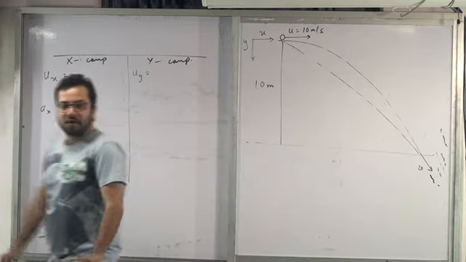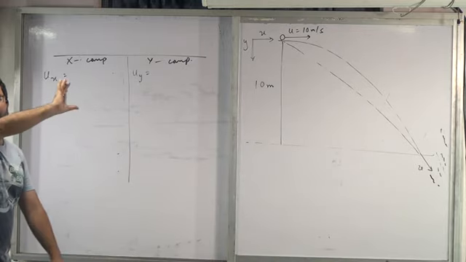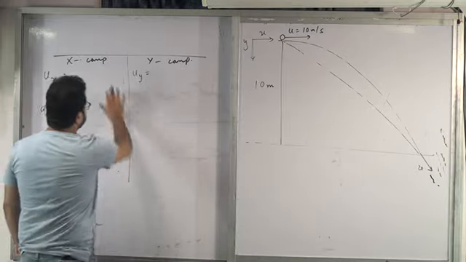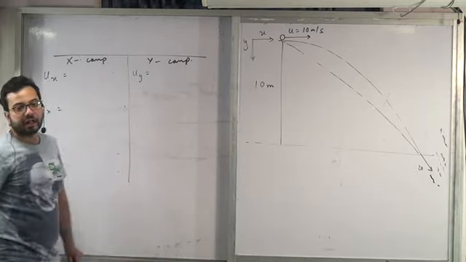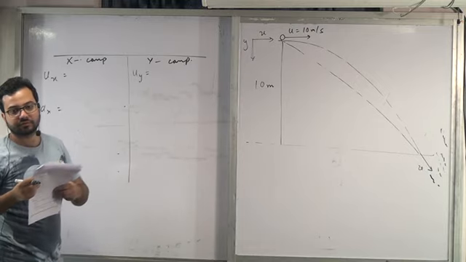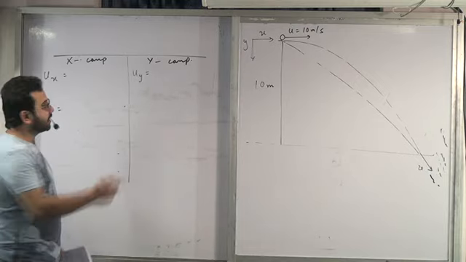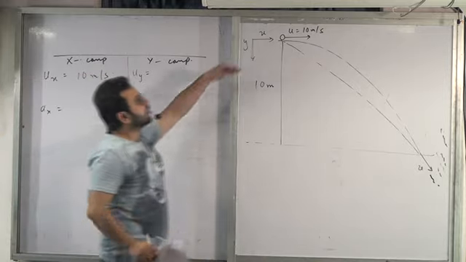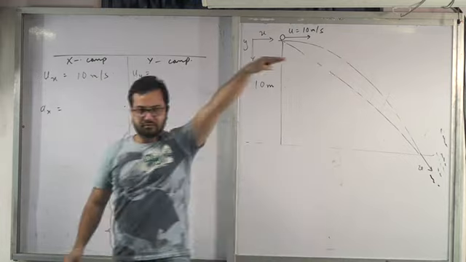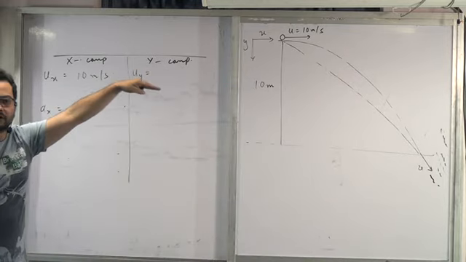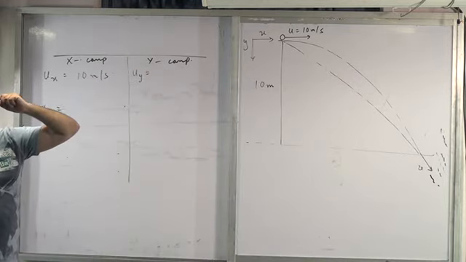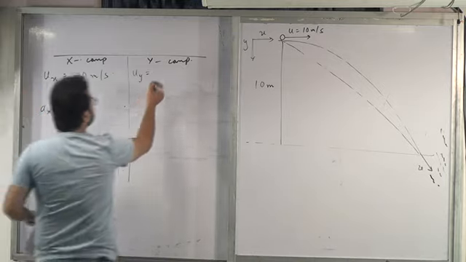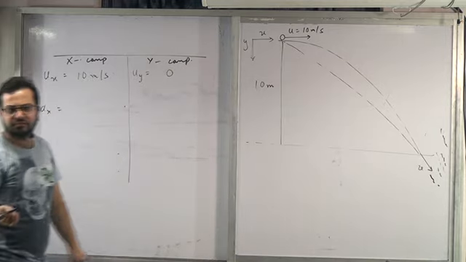X-axis and y-axis. So from this convention, the axis I am using, tell me what will be ux. 10 meter per second. Excellent. Why 10 meter per second? Because it is being thrown horizontally. So if it is being thrown horizontally, the x component is 10 meter per second. What will be the y component? 0. That's it. Clear?